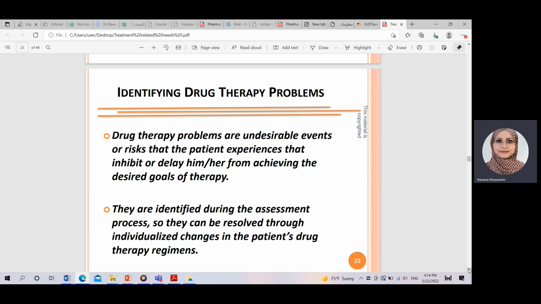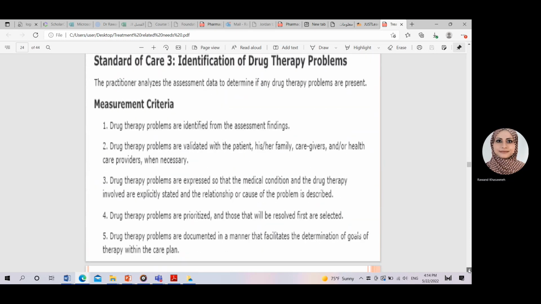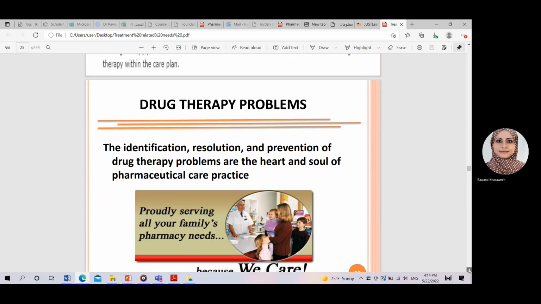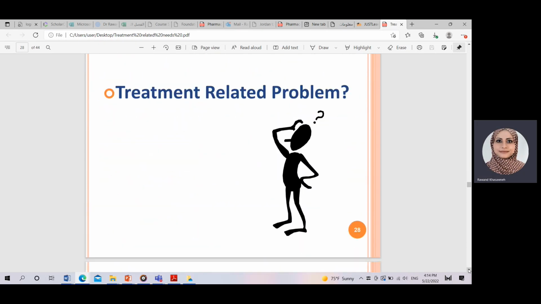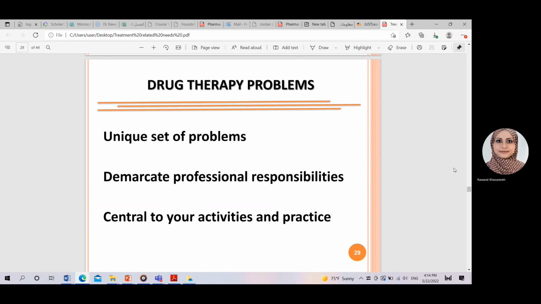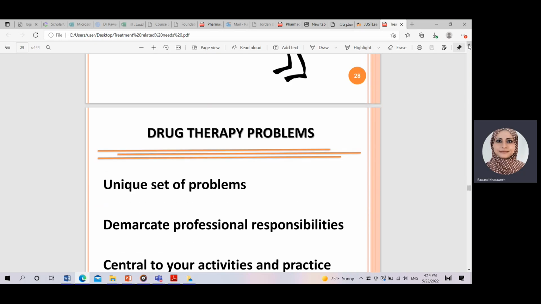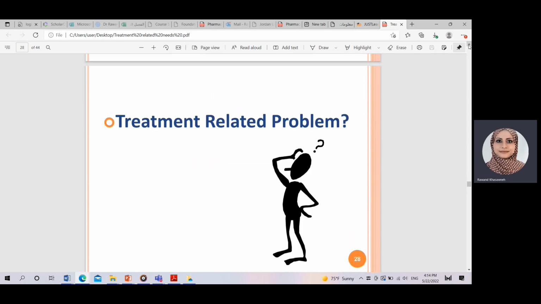What are the components? The components of a drug therapy problem include a problem or undesirable event or risk of an event, and then the drug therapy involved. And you have to establish a relationship between the undesirable event and the medication used. So those are the components of drug-related problems or treatment-related problems.